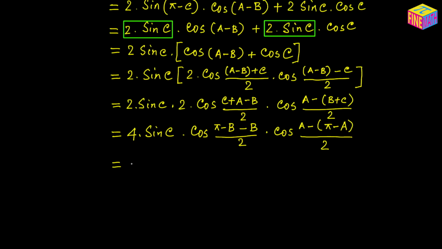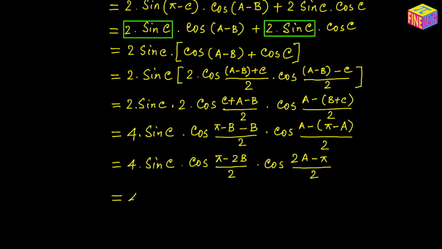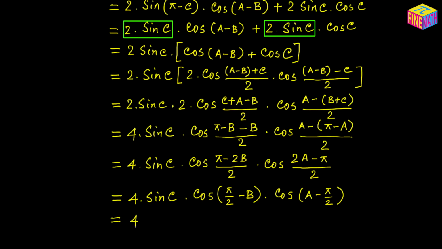From here we can say this is equal to 4 times sine of c, and then times cosine of (pi minus 2b) over 2 times cosine of, this will be (2a minus pi) over 2, and from here this can be written as 4 times sine of c times cosine of (pi over 2 minus b), and times cosine of (a minus pi over 2). From here we can write it as 4 times sine of c times cosine of (pi over 2 minus b), which will be the complementary ratio, which is sine of b. So we can write sine of b in place of cosine of (pi over 2 minus b), and times cosine of (a minus pi over 2) can also be written as cosine of (negative pi over 2 minus a).